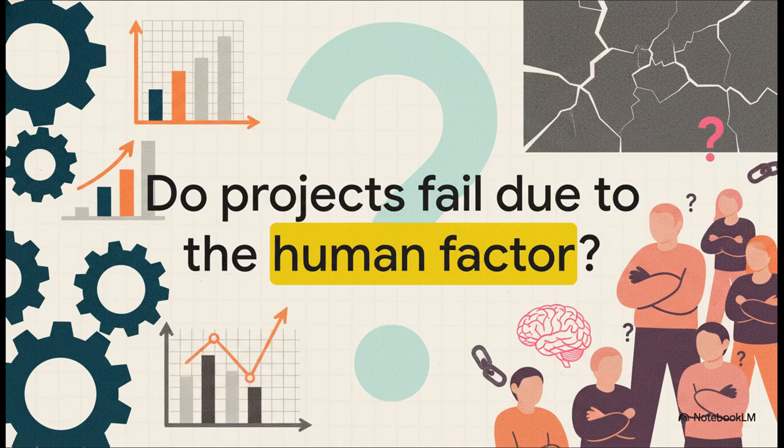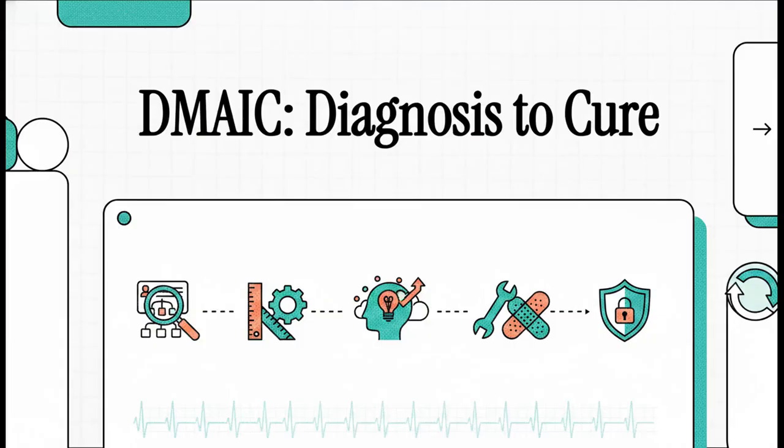It's an incredible paradox. We literally use the most advanced statistics on the planet, only to get tripped up by basic human nature. Welcome to This Explainer. Today, we're unpacking the DMAIC methodology.